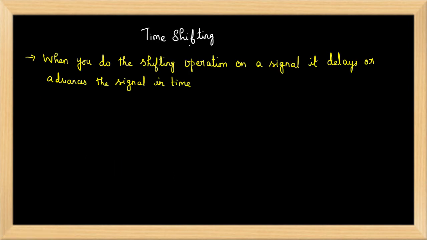So the first one is time shifting. When you do a shifting operation on a signal, it delays or advances the signal in time. Mathematically we can represent it like this: y of t equal to x of t minus t naught. Here x of t is the given signal. When it is time shifted, we get a new signal y of t.